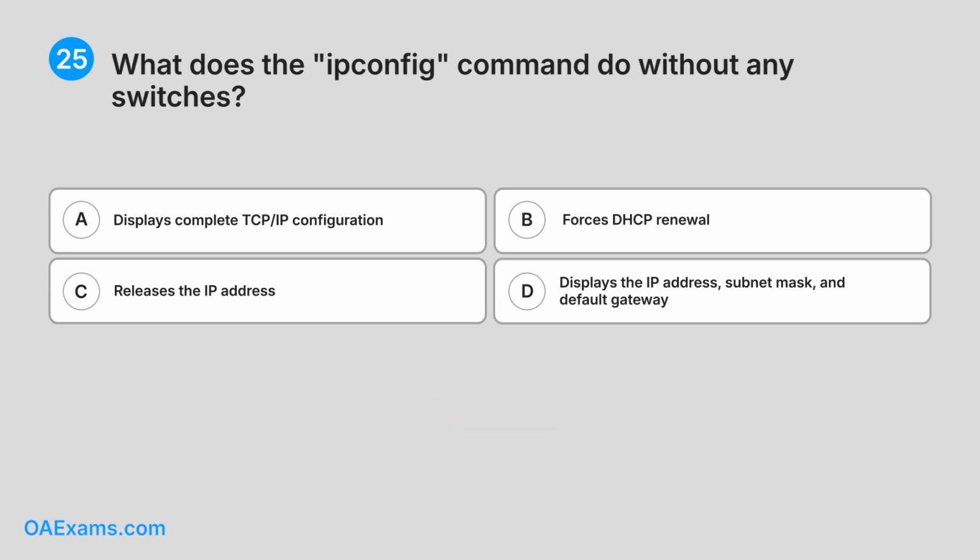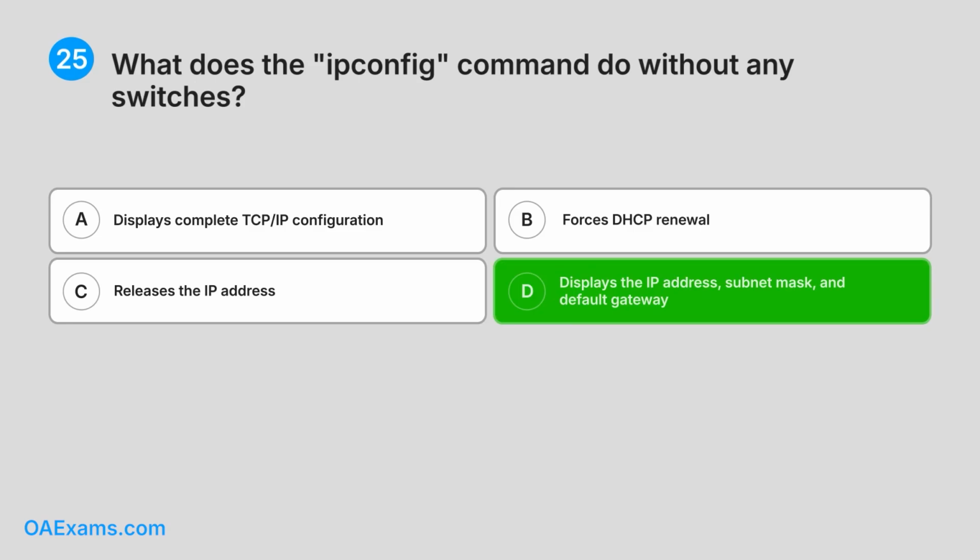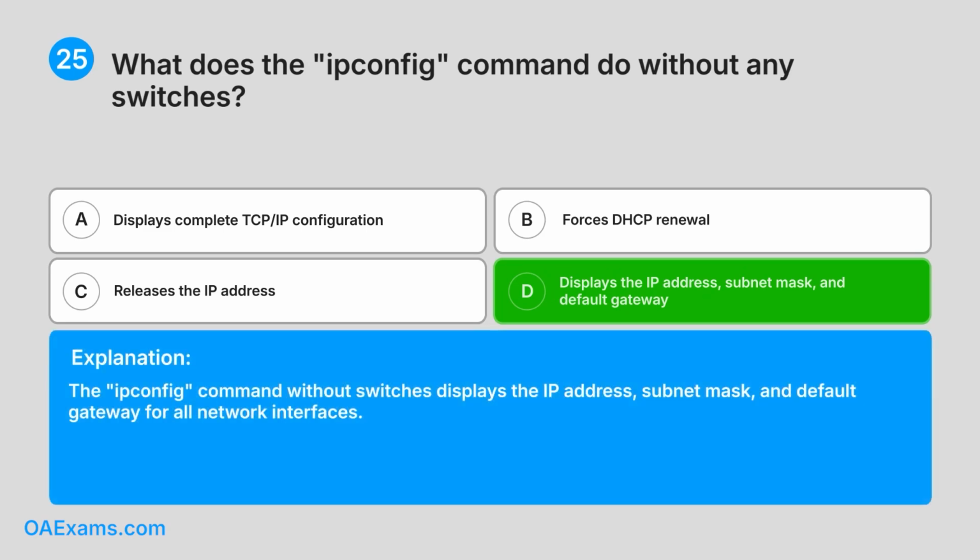Correct answer, D. Displays the IP address, subnet mask, and default gateway. Explanation. The ipconfig command without switches displays the IP address, subnet mask, and default gateway for all network interfaces.